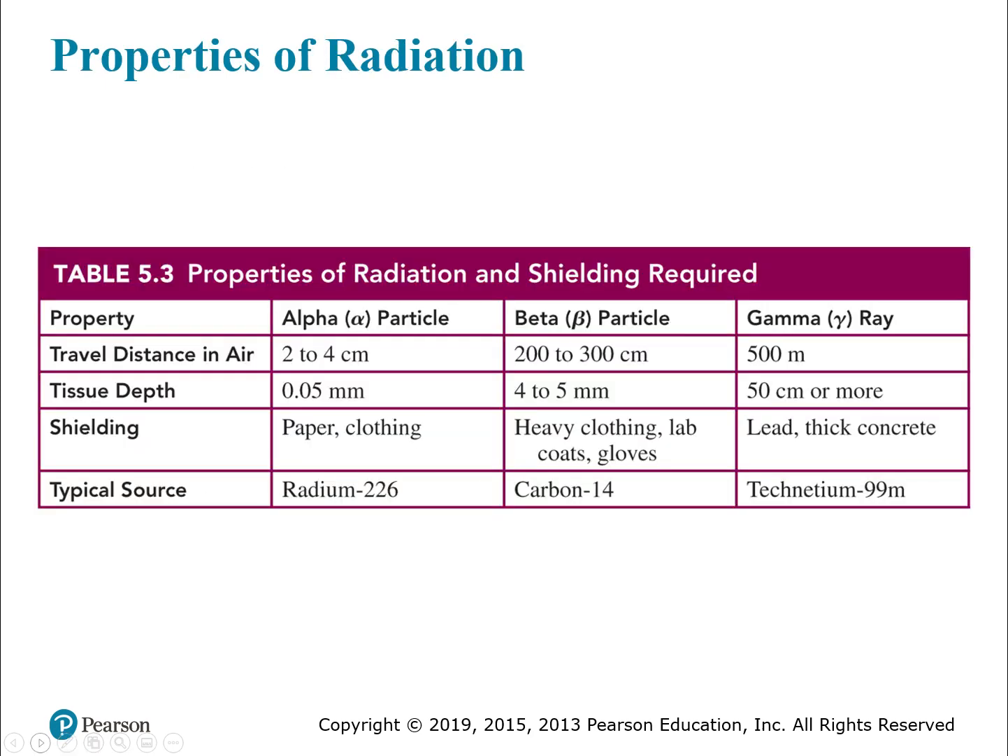This table pretty much summarizes the properties of radiation and what shielding, what protective gear you need to protect yourself. So this again is another really good summary table that will help you understand how far these particles can travel, how far they can penetrate tissue, and the types of protective equipment you need. It'll also give you examples of sources of these different types of radiation.